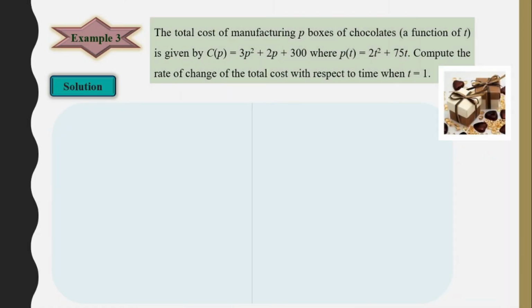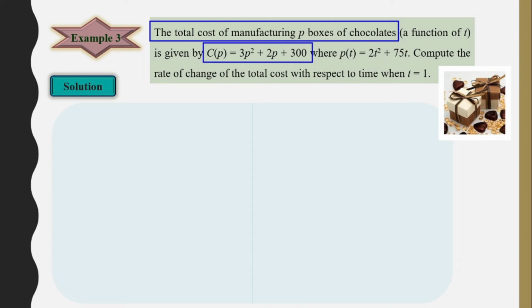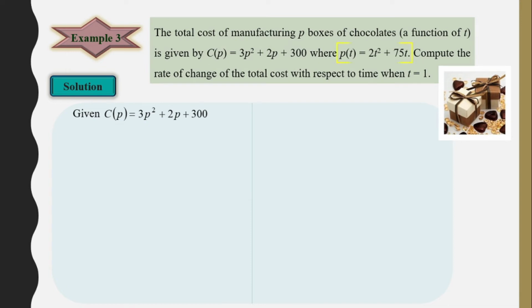Now we proceed with example 3. In this question, we know that the total cost of manufacturing boxes of chocolate is given by C equal to 3p² plus 2p plus 300, where p represents the number of boxes in time, and it is given by p equal to 2t squared plus 75t.